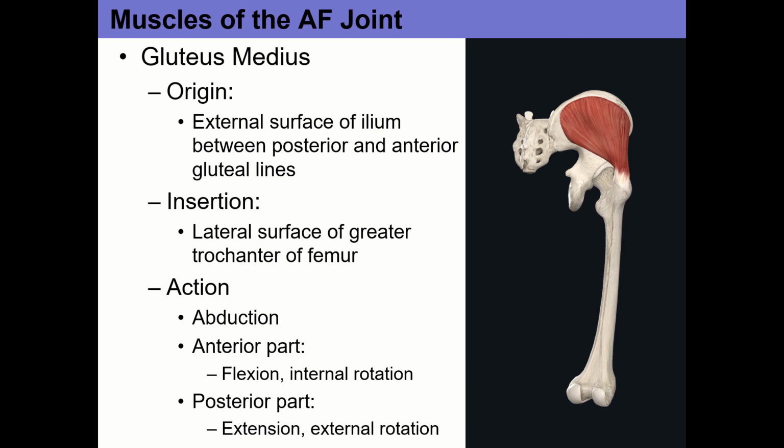And then glute minimus is going to have the same actions, and it's going to have the same basic orientation, where it's going to have an anterior part and a posterior part. Medius and glute minimus are your primary two hip abductors. In the textbook for this class, they talk about the superior fibers.